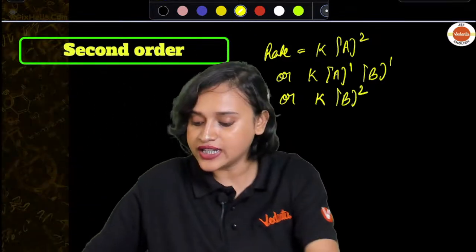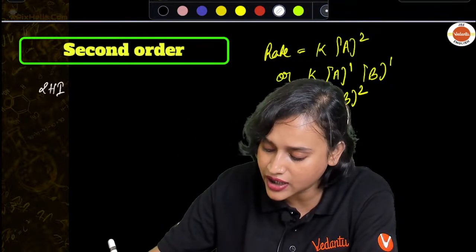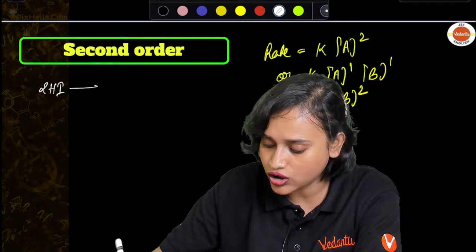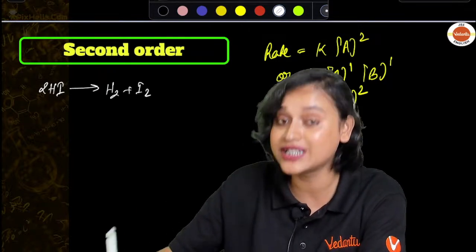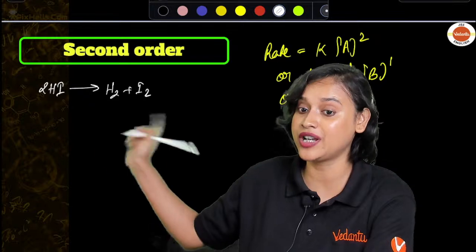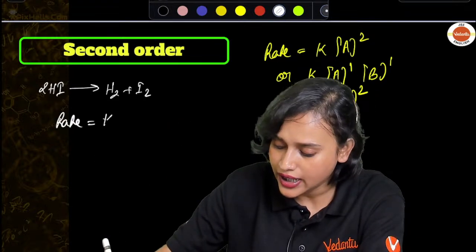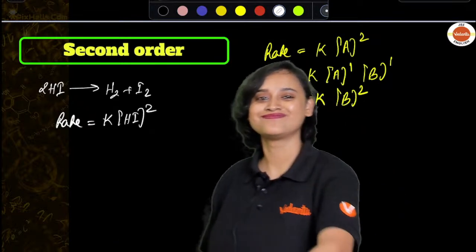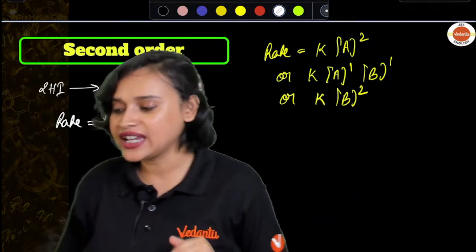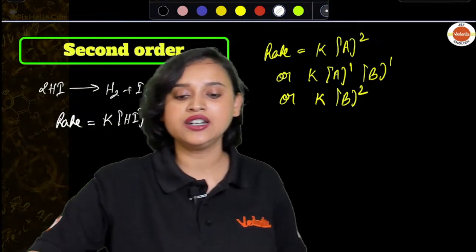Now, let us take an example that you will continuously see a lot of times, everybody. 2HI forms H2 plus I2. By the way, this is a reversible reaction, an equilibrium. So here your rate is equal to K HI to the power 2. And this is your second order reaction, everyone.